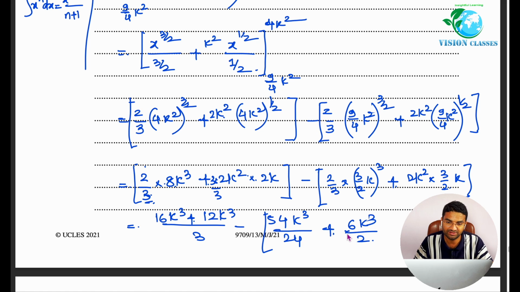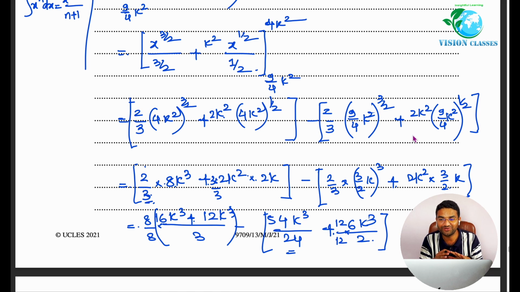You have to multiply 6 by 12 to make it 24, isn't it? Right? So if you simplify it further, you again multiply by 8 over 8 because you have denominator 24, right? So if you simplify it further, stop this video for 2 minutes and simplify it, you will get 49k cube upon 12 as the simplified form.